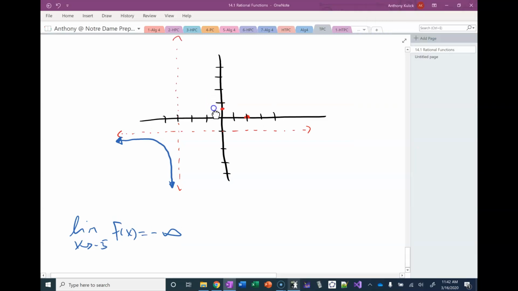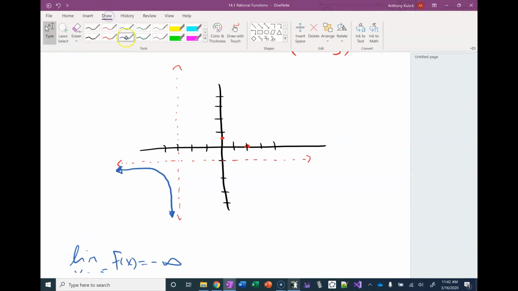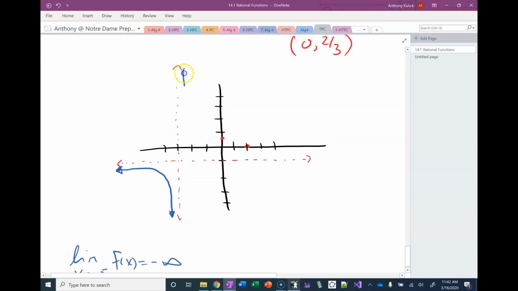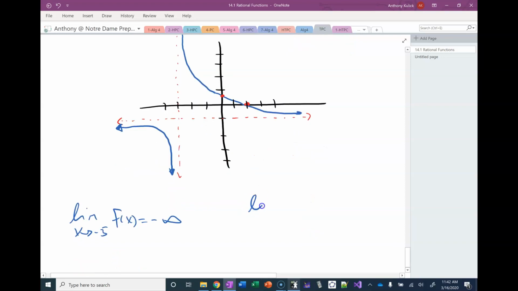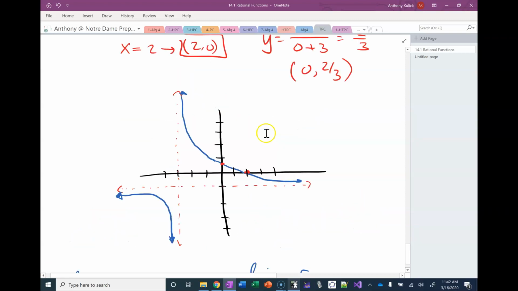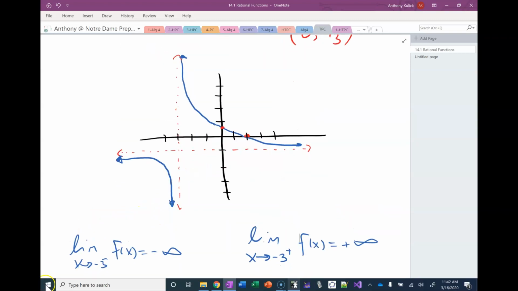So what that tells me then is this part is pointing up. And I'll just continue it through those 2 points and follow. Basically what we're saying symbolically there is as x approaches negative 3 from the right, we go towards positive infinity. And there's our graph. Let's do one more example.